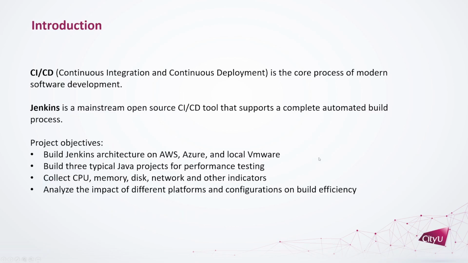So first is the introduction. CI/CD is the foundation of modern software development. Jenkins is a popular open source CI/CD tool to automate the entire process from code to deployment. Our goal was to deploy Jenkins on AWS, Azure, and local VMware, and use it to build 3 different Java projects.